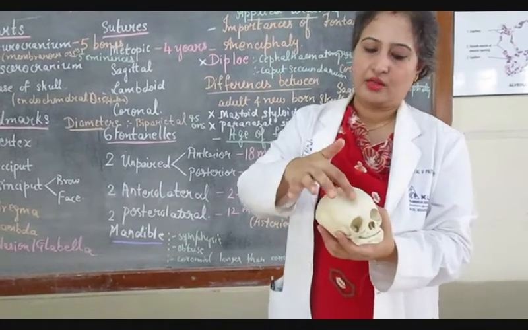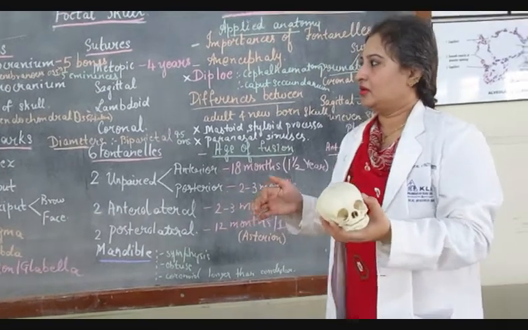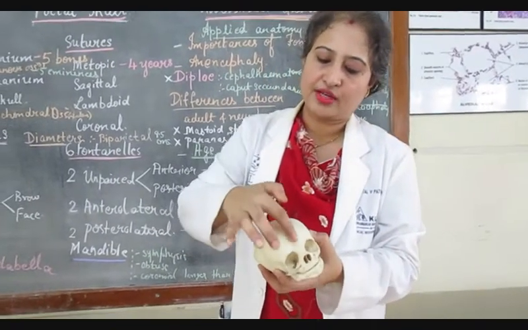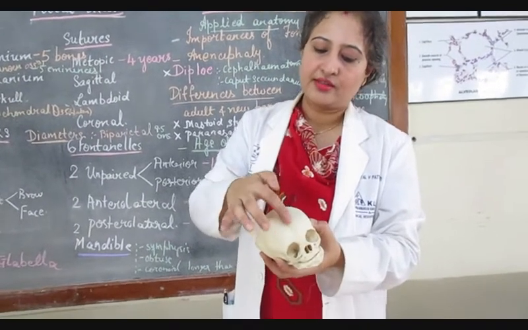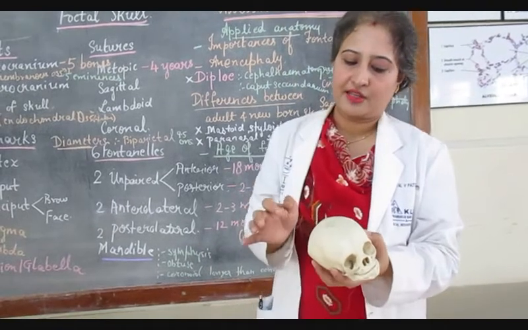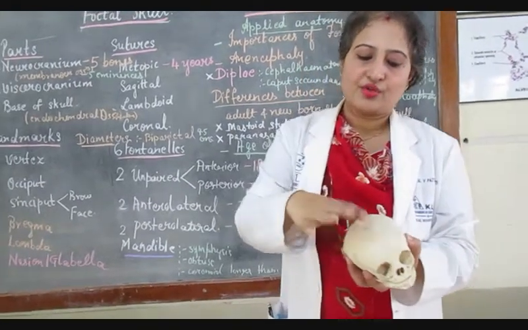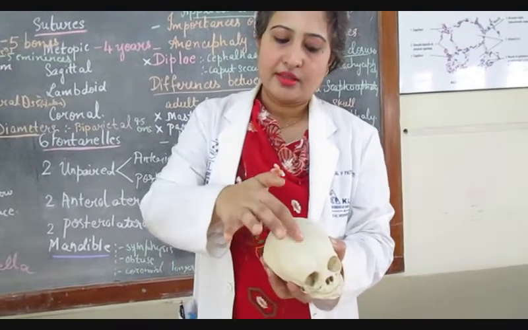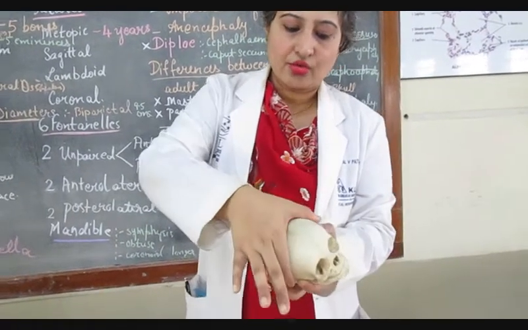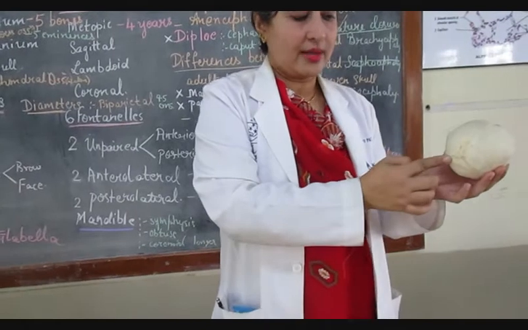Now the two frontal bones are united by a suture called the metopic suture, and this suture disappears by 4 years of age, and if it persists, then it is a variation. Then the other sutures in the neurocranium are the sagittal suture. This is the sagittal suture in the midline. This is the coronal suture, and these are the two lambdoid sutures.